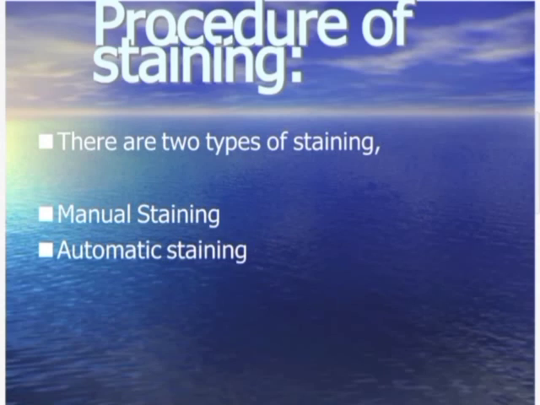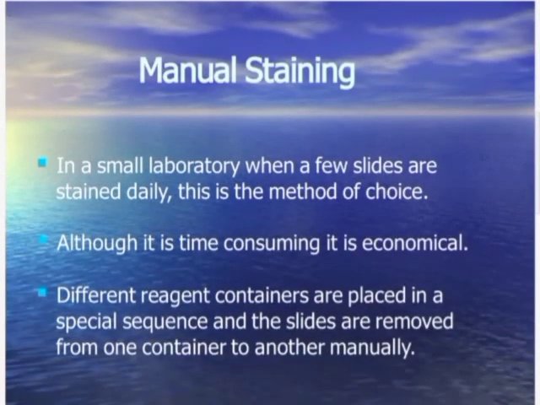Staining is also done by two methods. One is manual staining and the other is automatic staining. Manual staining in a small laboratory, when a few slides are stained daily, is the method of choice. Although it is time consuming, it is economical. Different reagent containers are placed in a special sequence and the slides are moved from one container to another manually.